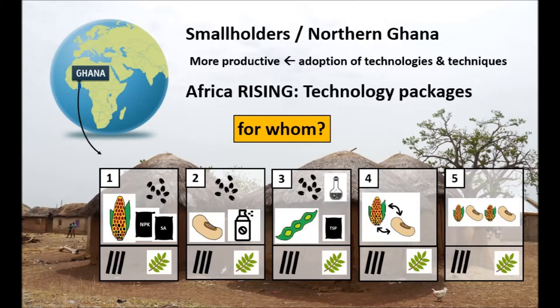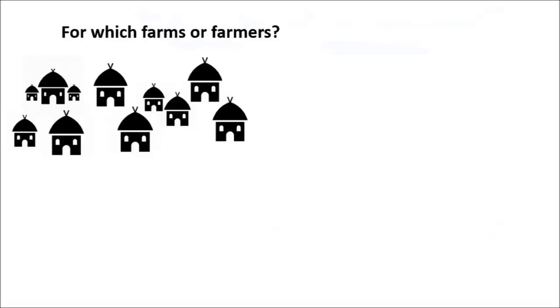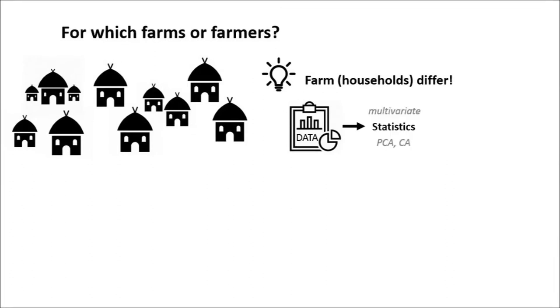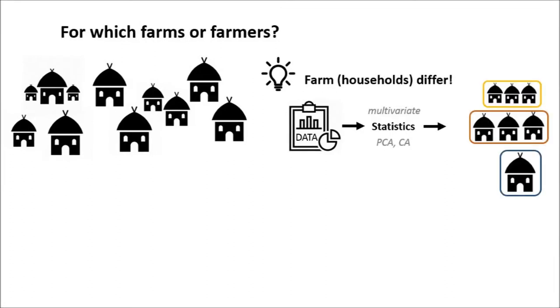And the question was, for whom are these interesting? So the first research question was, for which farms and farmers were these technology packages relevant? We knew that farm households differed, and we had data, we did a statistical analysis, and we came up with different farm household types: a low, medium, and highly resource endowed household. Some farms had less land, fewer animals, and some more animals, more means of private transportation, better housing conditions, etc. So this is what we got from the household level data that was available.